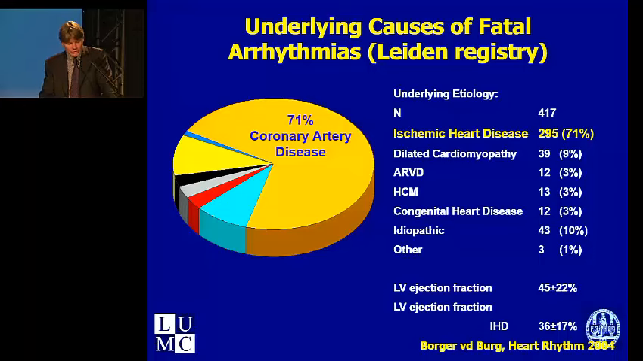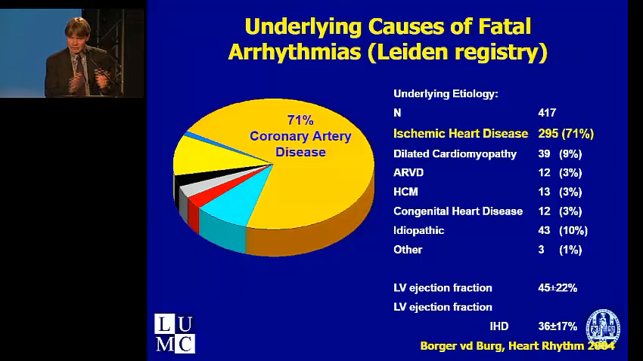We see also other causes such as dilated cardiomyopathy, ARVC, hypertrophic cardiomyopathy, and congenital disease. I've also pointed out at the bottom the ejection fraction, the mean ejection fraction, and that is an important thing for these patients surviving a sudden death: 45 plus or minus 22%. On the one hand, we're speaking about this increase in ICDs in patients with a low ejection fraction, because that is what we see. But on the other hand, we see this number here, which is a relatively high ejection fraction.